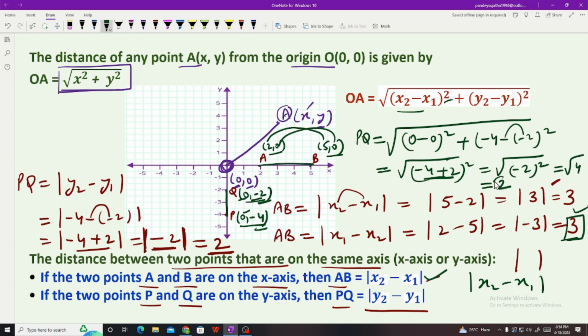So here, if you observe, if you have used this formula, you got the distance between the points P and Q as 2 units. And if you use this formula, that is the modulus of y2 minus y1, you get the distance between the 2 points as 2 units. So in short, you can use this formula to find the distance between the 2 points that are on the y-axis.